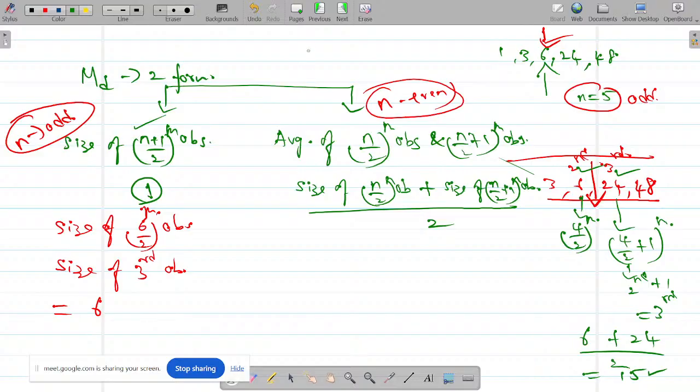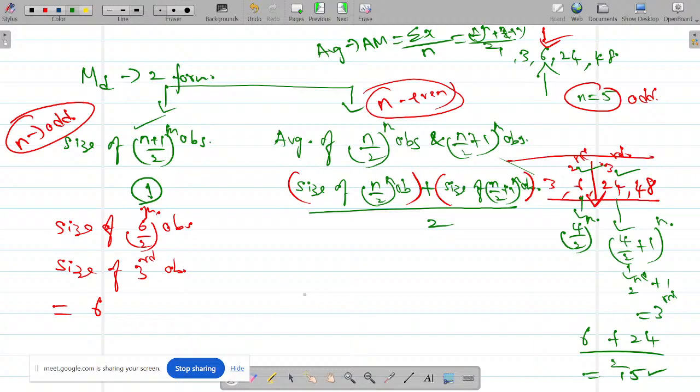What is the formula for arithmetic mean? Summation of x values divided by n. We have only two values. One value is the n by 2th observation, another value is the n by 2 plus 1th observation, and you divide by 2. You are taking only two values, so you have to divide by 2.